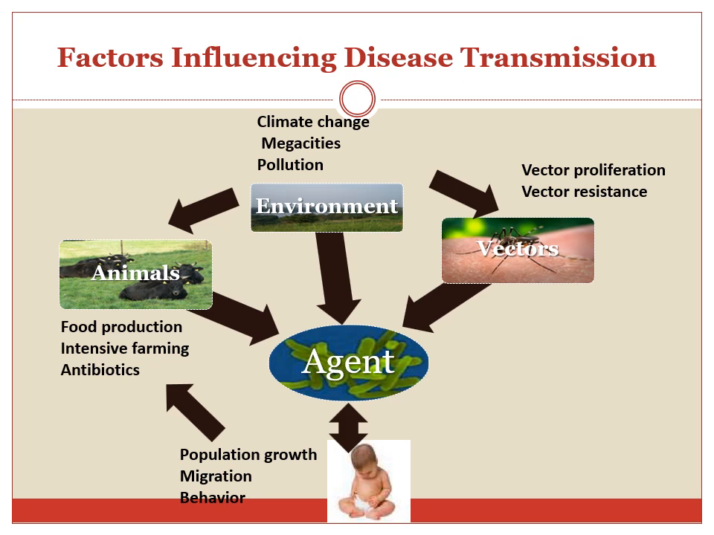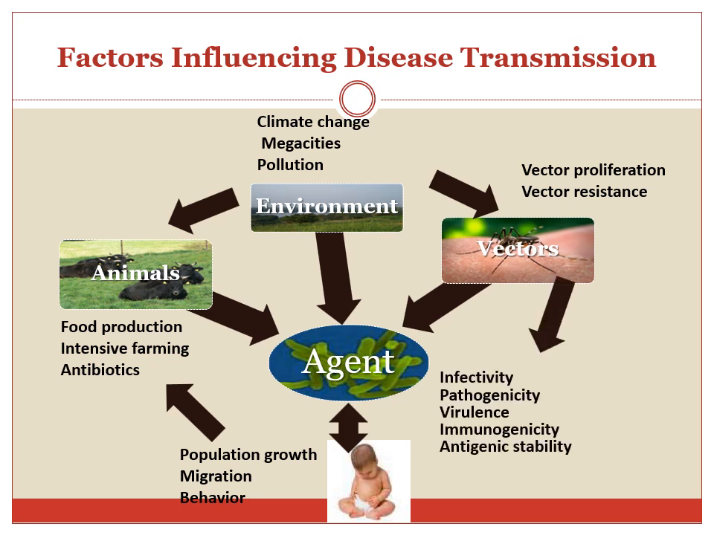And it affects vectors, because if you have an increase in the temperature, then you can have proliferation of some of the vectors, which makes the disease that is borne by the vector more likely to spread. So you have vector proliferation and vector resistance. At the same time, when you have that, this results in increased infectivity, pathogenicity, virulence, immunogenicity, and antigenic stability of the agent.